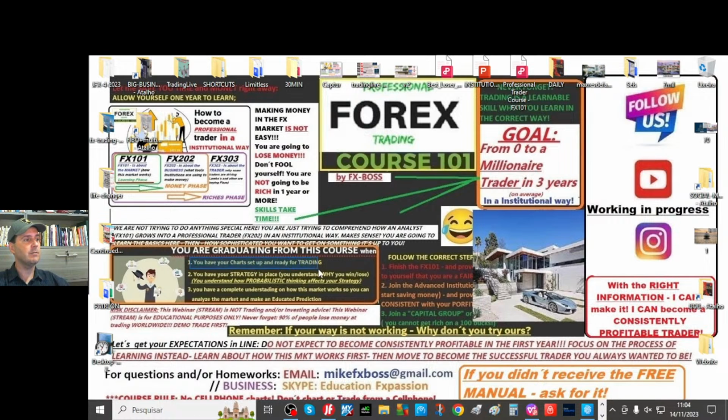Number 1, when you have your chart set up and ready for trading. Number 2, you have a strategy in place, you understand how you win, how you lose, you understand how probabilistic thinking affects your strategy. It's your strategy, you are going to build it. And number 3, you have a complete understanding on how this market works, so you can analyze the market and make an educated prediction.